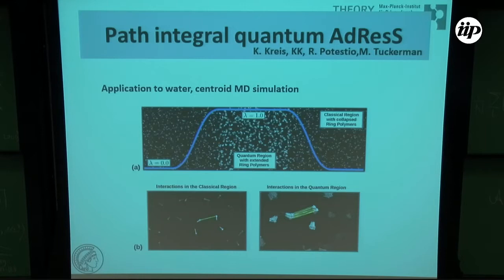And this is a recent picture of this paper we just submitted with Centroid MD together with a group of Mark Tuckerman. Carsten Kreis spent some months in New York. So you see the typical fluctuations of the hydrogens and the oxygens in the quantum region. Here's the transition region, and here you see the same in the classical region, and that's a kind of zooming into that. You see the way the particles are delocalized.